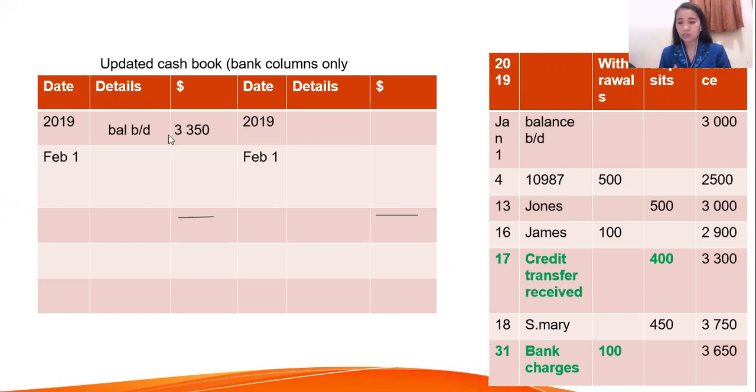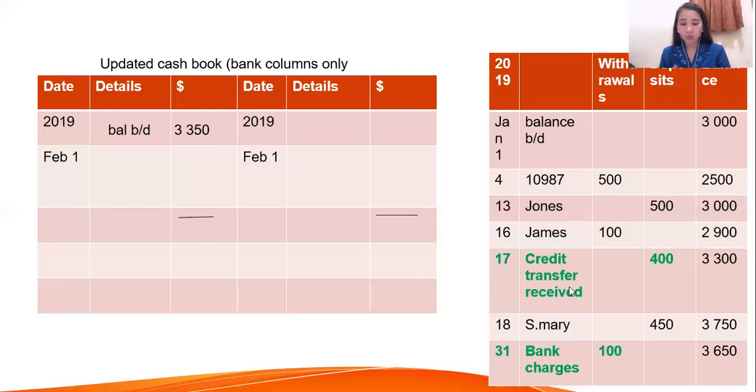The bulk BD we're taking is not at the beginning, but at the bulk CD on your cash book. The number of the bulk CD on your cash book is the same as the bulk BD for the updated cash book. So in here, the bulk BD and the bulk CD is 3,350. And then we put every transaction that is not included by the cash book. We record them again.